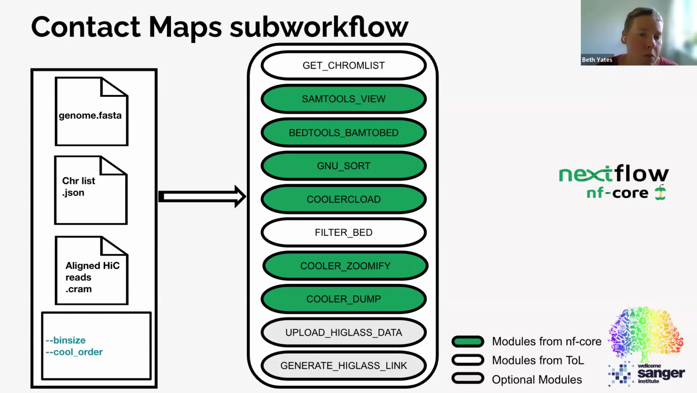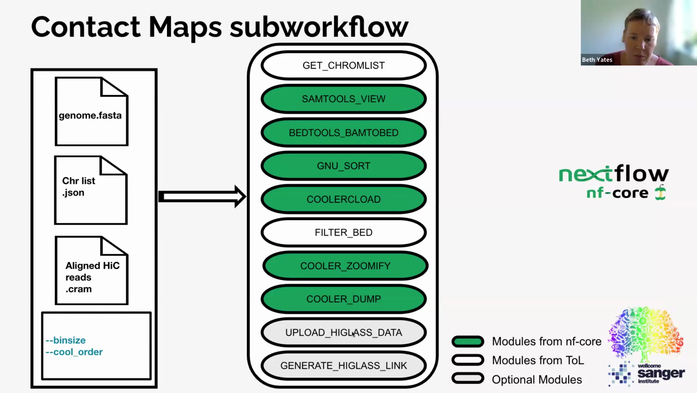We have the contact maps sub-workflow, which we use to produce the Hi-C map. So that takes the chromosome list that we've generated earlier in the genome statistics workflow, or if there was one supplied as a parameter, that will come in here. This uses the aligned Hi-C reads from the sample sheet and the genome FASTA from the --fasta input. And that runs a series of tools. Quite a lot of these are standard nf-core modules that we've been able to reuse.